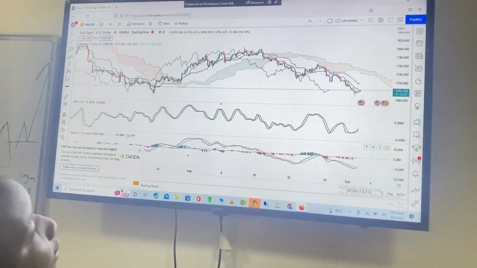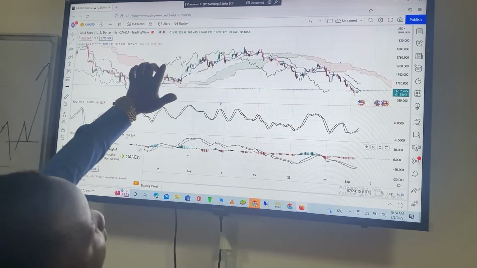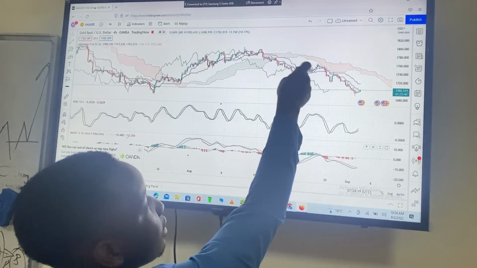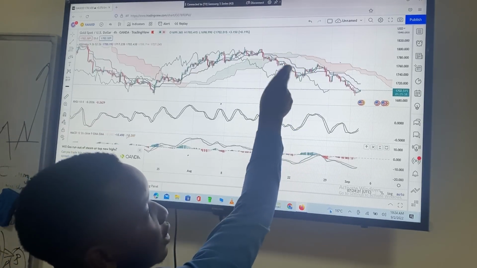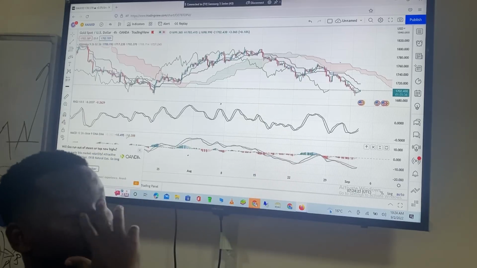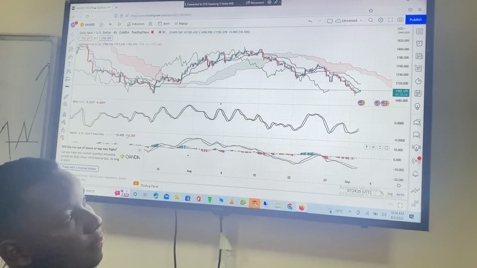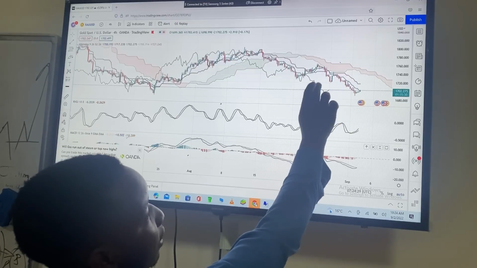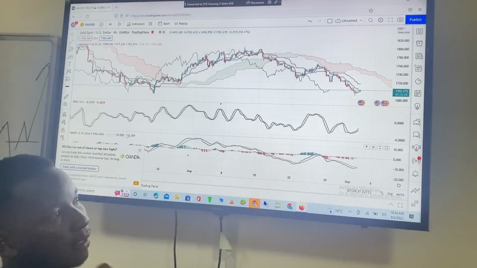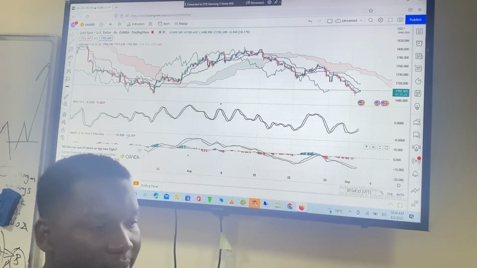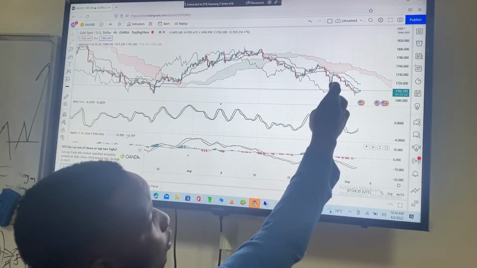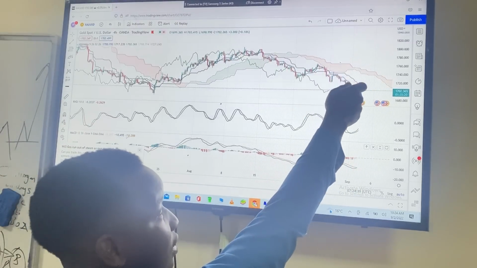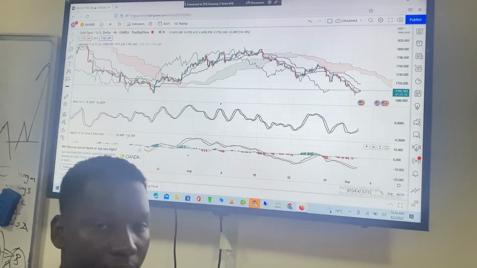Then I look at the lagging span, which goes this way. When the lagging span is near the price, we term that trend to be a weak trend. When the lagging span is away from the cloud, like at the moment here, we term that trend to be a strong trend, whether it is a buy trend or a sell trend. Like at the moment, the price is below the cloud, so the trend going on now is a sell, and this sell trend is a strong trend.